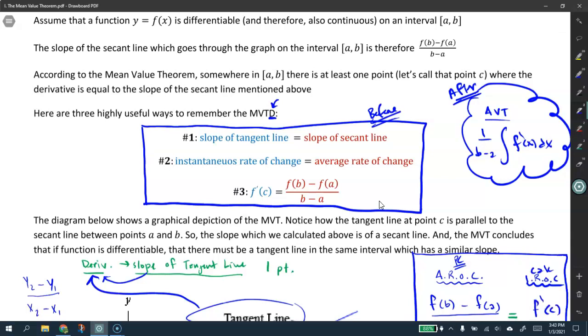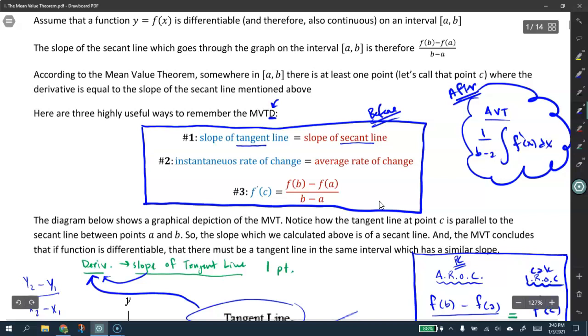Okay. So the number 1 realization that you want to have as soon as you think of the mean value theorem is that the slope of the tangent line was actually equal to the slope of the secant line. The AP exam has its own creative ways of testing if students understand what the mean value theorem really means. So the slope of the tangent line equals the slope of the secant line.